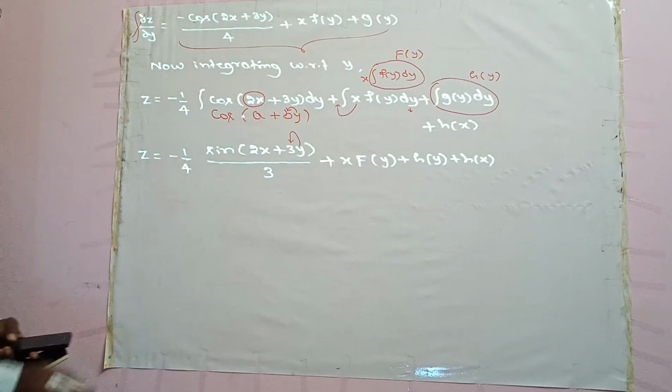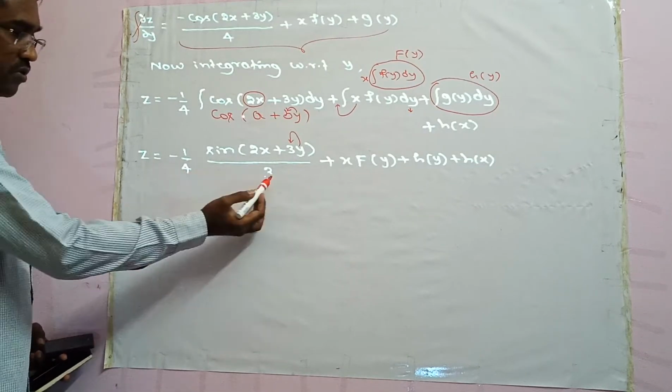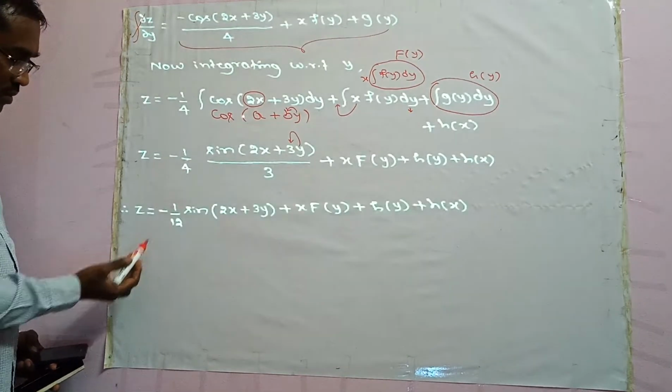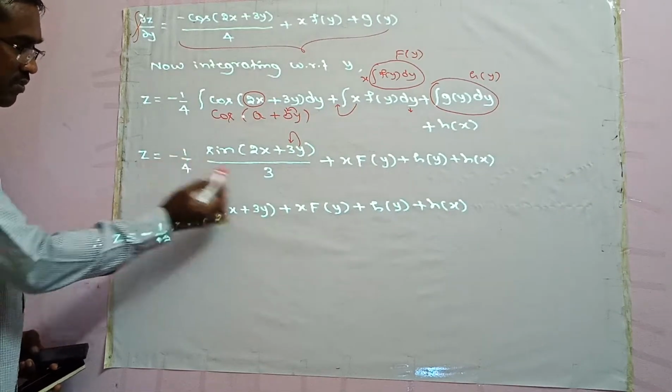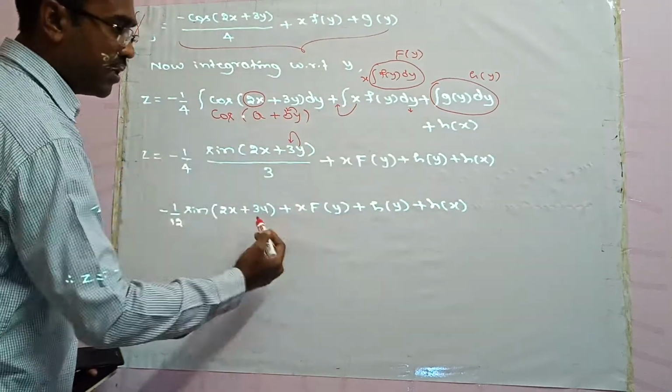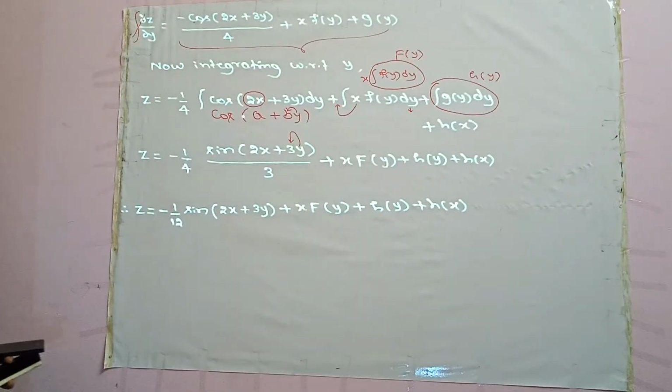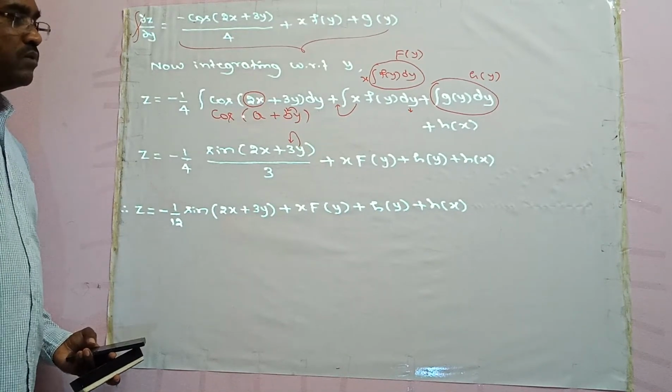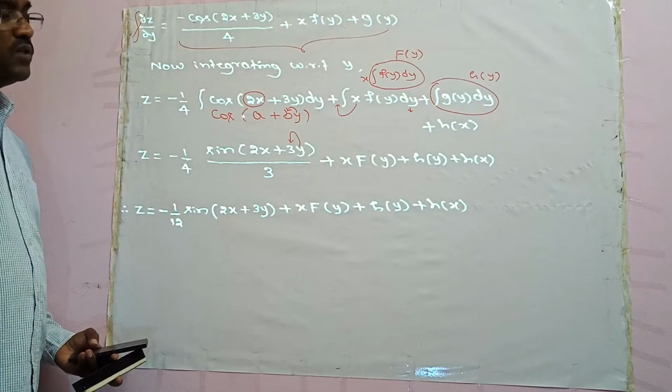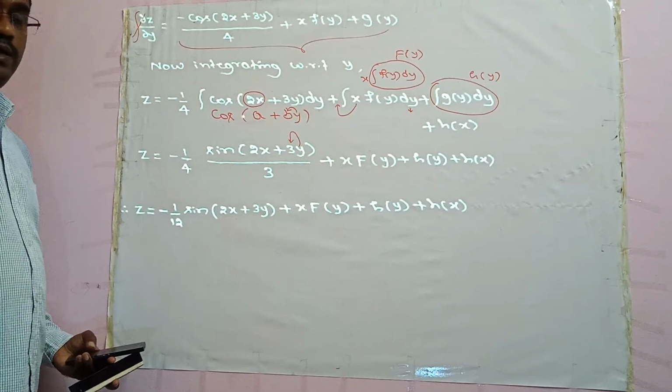Now the very last step is 3 4s are 12, minus 1 divided by 12 into everything as it is. So this completes our solution. This is how we solve a non-homogeneous differential equation by direct integration.